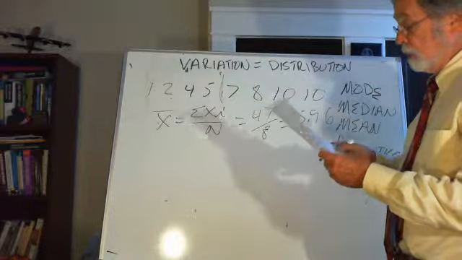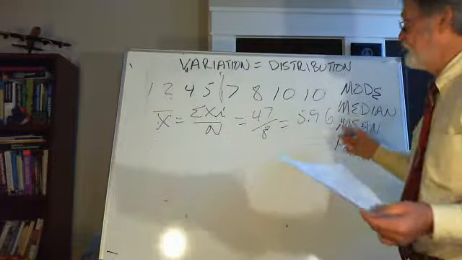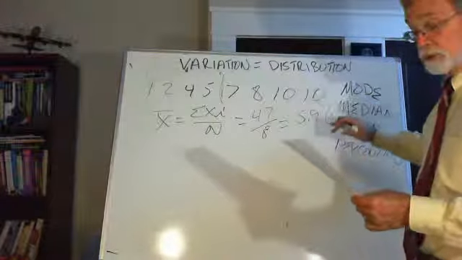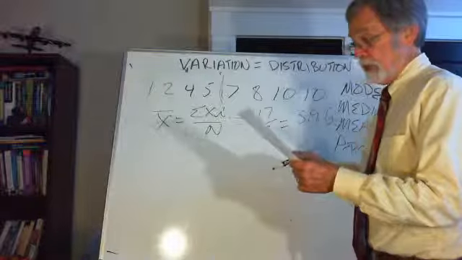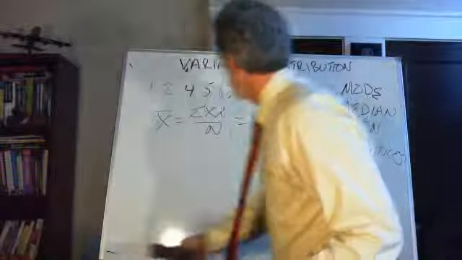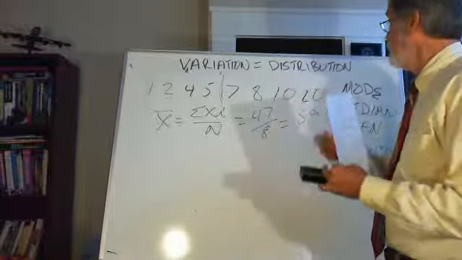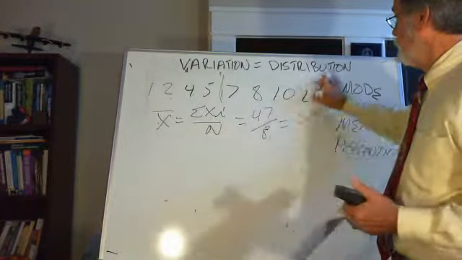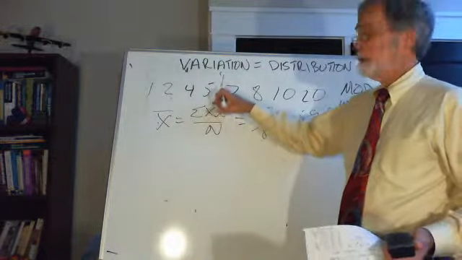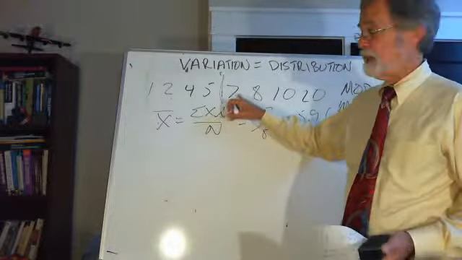All right, let me give an illustration of what happens if the mean changes. Let's say that we changed this value here to a 20. Now we know, 1, 2, 3, 4, 5, 6, 7, 8, the median is going to stay the same. It's not determined by the values in the distribution. It's determined by the place in the distribution.